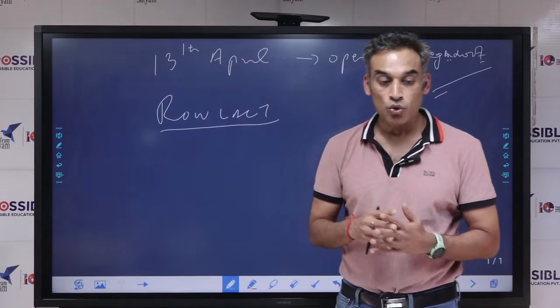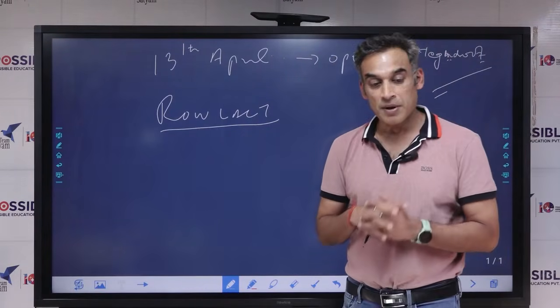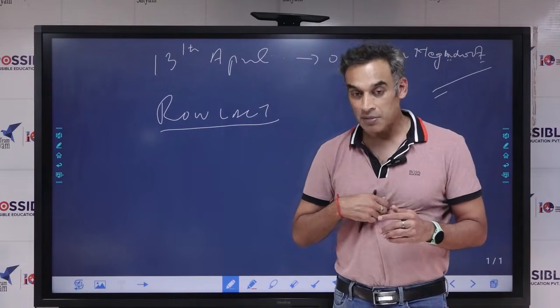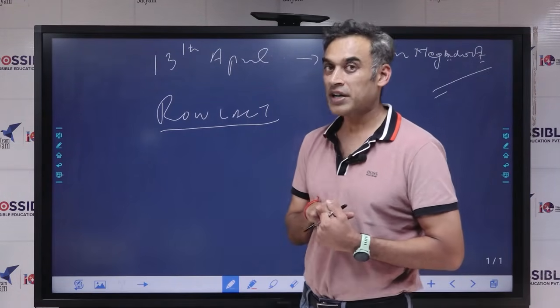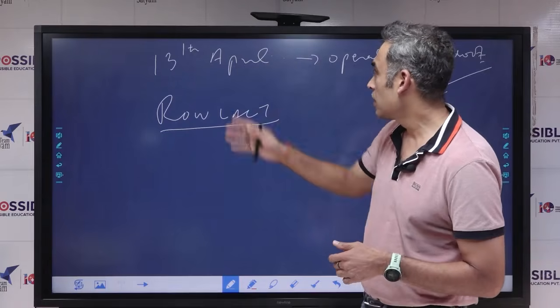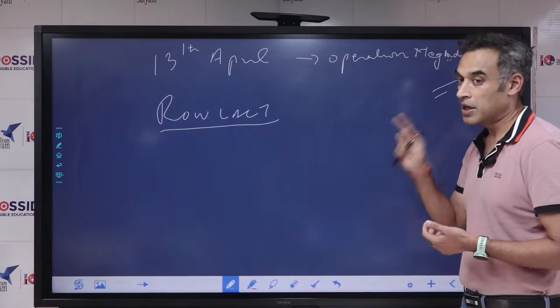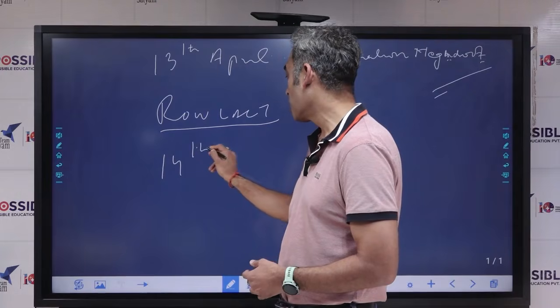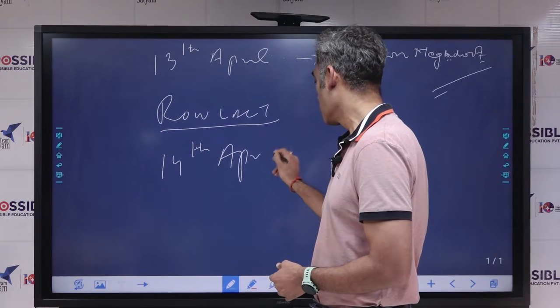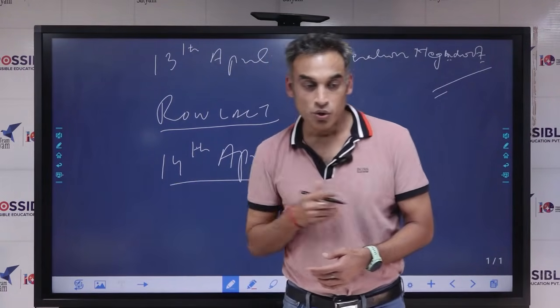So this Operation Meghdoot was conducted on the 13th of April 1984 by the Indian Army, and this was led by Captain Sachin Kulkarni. All right, Captain Sachin Kulkarni. So that's 13th of April, Operation Meghdoot, right? Then the next important date is 14th of April. Okay, so we have this in your MCQ also today.